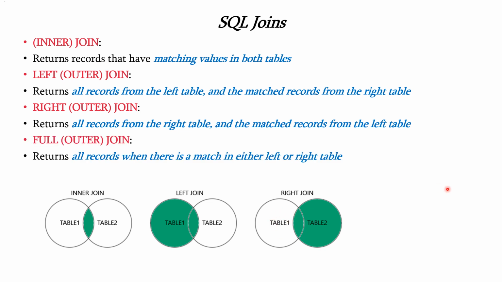Next, full outer join. It returns all records when there is a match in either the left or right table. So it is the union of left outer join and right outer join. Now we will see all the joins one by one.